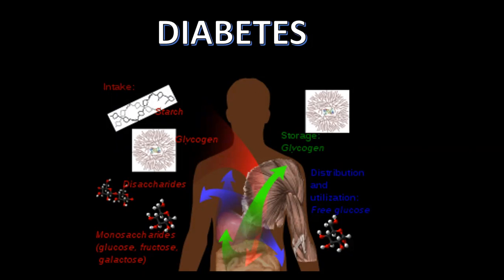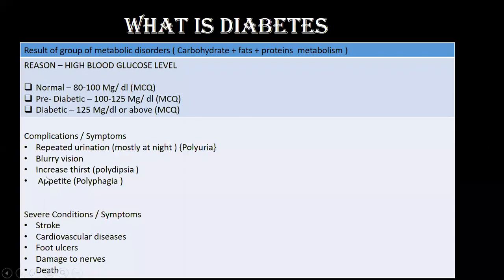The topic is diabetes. So let's ask, what is diabetes? Diabetes is a result of a group of metabolic disorders. Metabolic disorders can involve carbohydrate, fat, and protein metabolism. These disorders we will see broadly in our biochemistry chapter. So basically, diabetes is caused by a group of metabolic disorders.